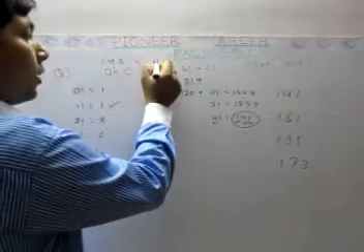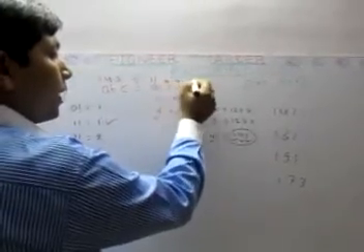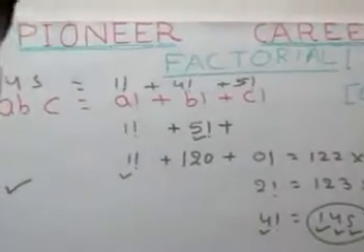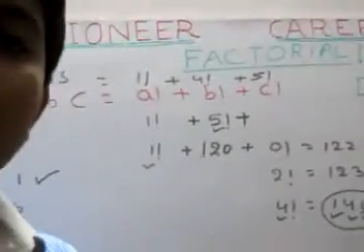145 is equal to 1 factorial plus 4 factorial plus 5 factorial. 145 is the only number that satisfies this condition.